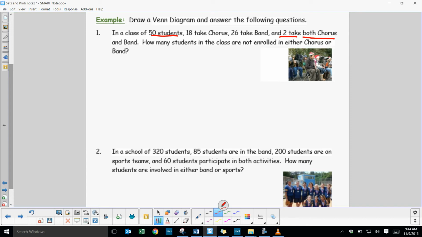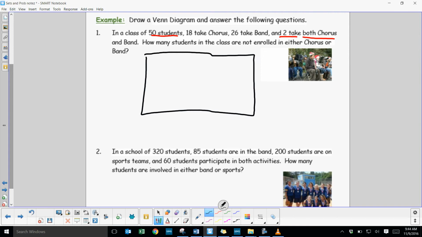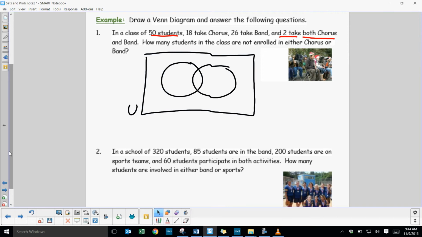And we're told to draw a Venn diagram to do this. So don't forget your box, I need to do that first. And don't forget to label it with your U. And because there's only 2 things, chorus and band, and there is an intersect because 2 take both, we can draw 2 intersecting circles. If there were no students that took both, we wouldn't draw an intersect, we'd just draw them like that. In this case, there are 2 in the intersect.